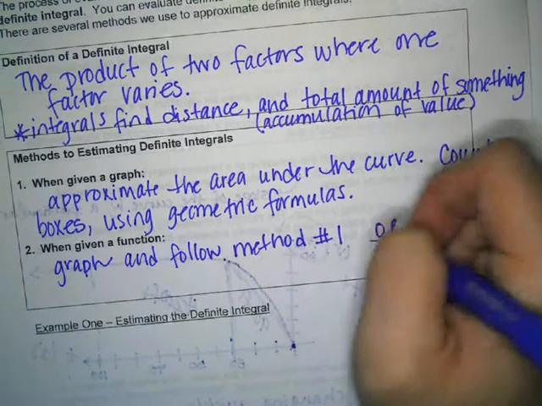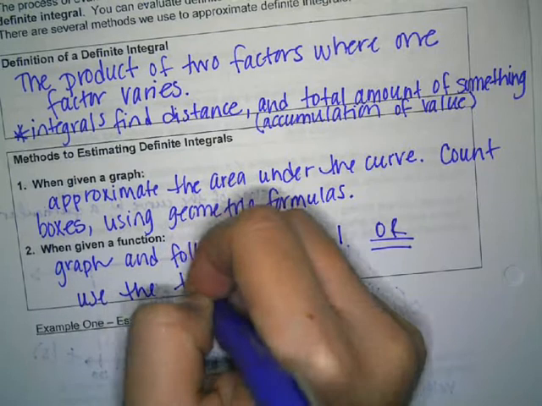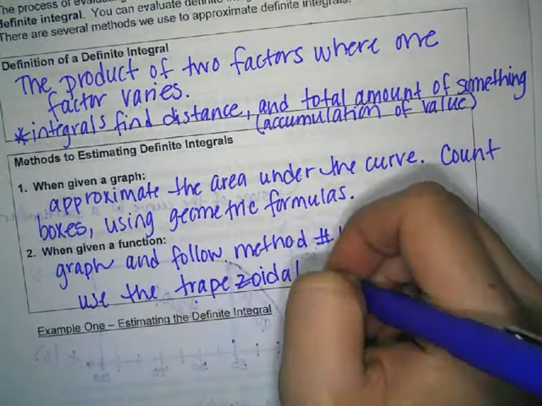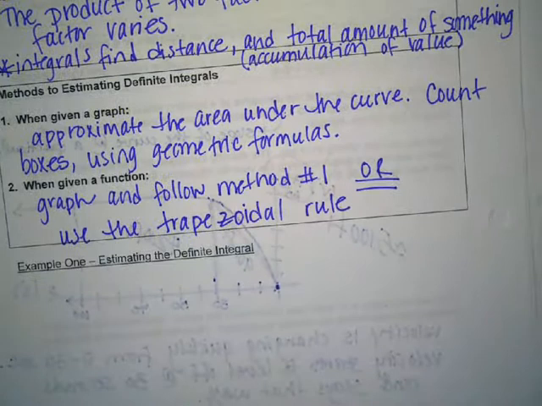Or use a rule we have not talked about yet. This is what you're learning over the weekend. So, or use the trapezoidal rule. Because the trapezoidal rule we can actually put into our calculator. We have to know how to do it by hand, but we also put it in our calculator. And if you have a function, that's when you would use the calculator.